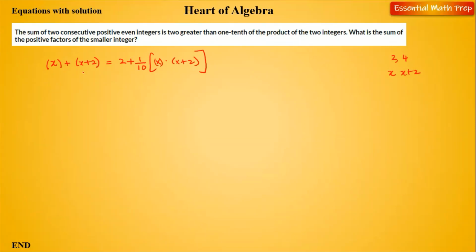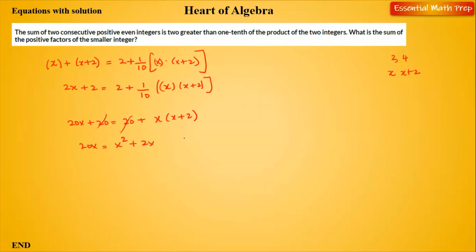Now, if you do this side, it'll be 2x plus 2 equals 2 plus 1/10 of x times x plus 2, right? If you multiply by 10 on both sides, then you get 20x plus 20 equals 20 plus x times x plus 2. So, what is it? The 20 cancels out. 20x equals x squared plus 2x, right?